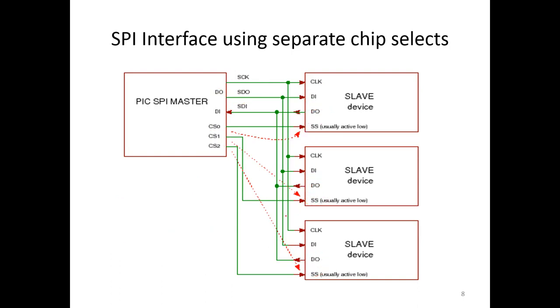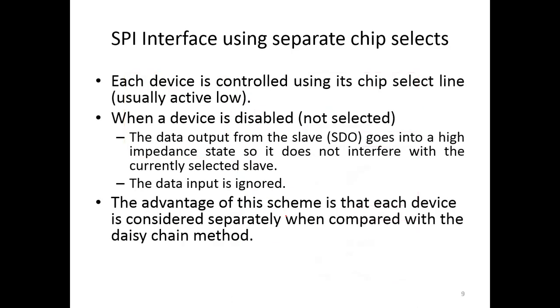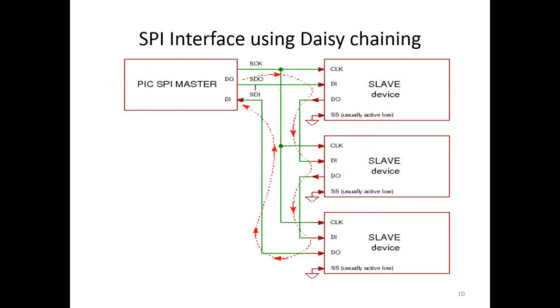The second technique is the daisy chaining. How does it work? The serial data output of the master is connected to the data input of the first slave. You get out of the first slave and go to the second slave. From the second slave, we go to the third slave, etc. This technique is called the daisy chaining technique. And the clock is the same for all the devices.